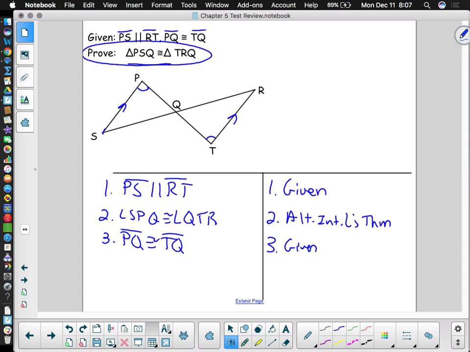Oh, I see where you were going. So PQ congruent to TQ. Now, if you'd done PSQ and TRQ as the other alternate interior angles, that would have been okay, and you'd have angle side at this point. But we could also go back to our vertical angles now and say angle PQS is congruent to angle TQR, by the vertical angles theorem.